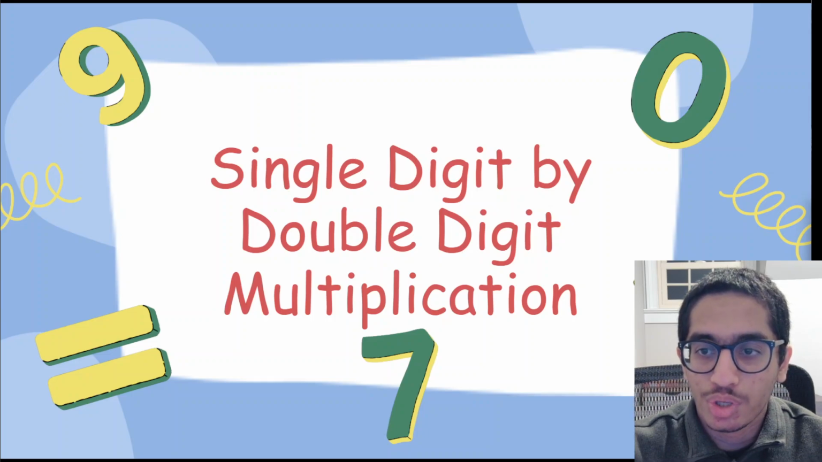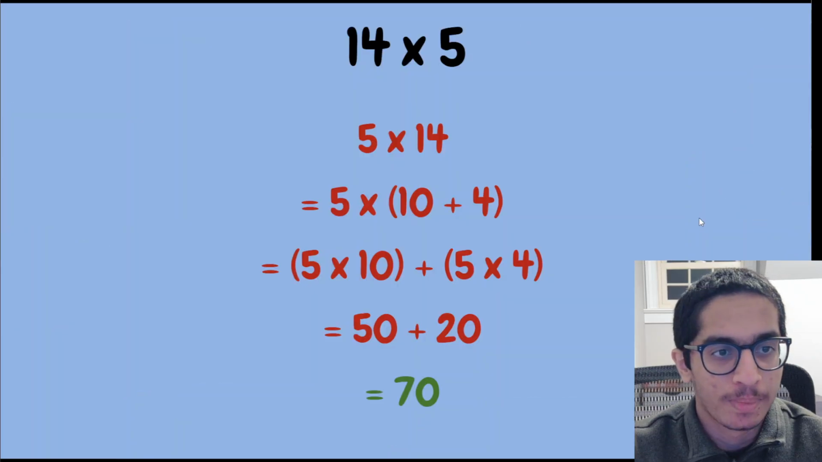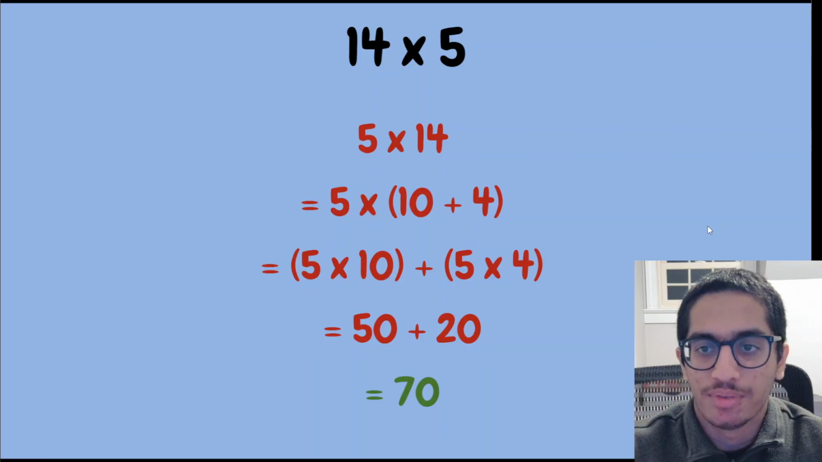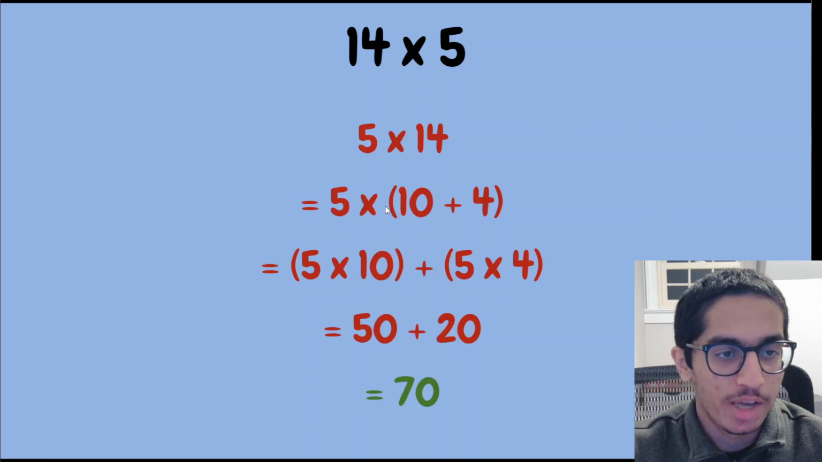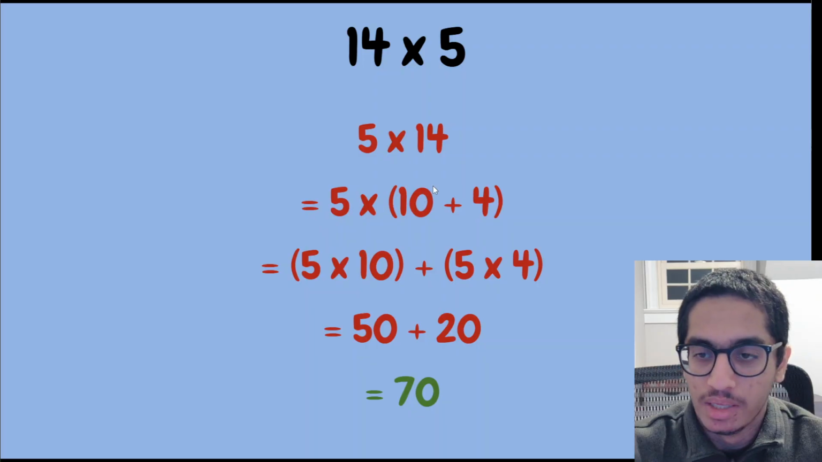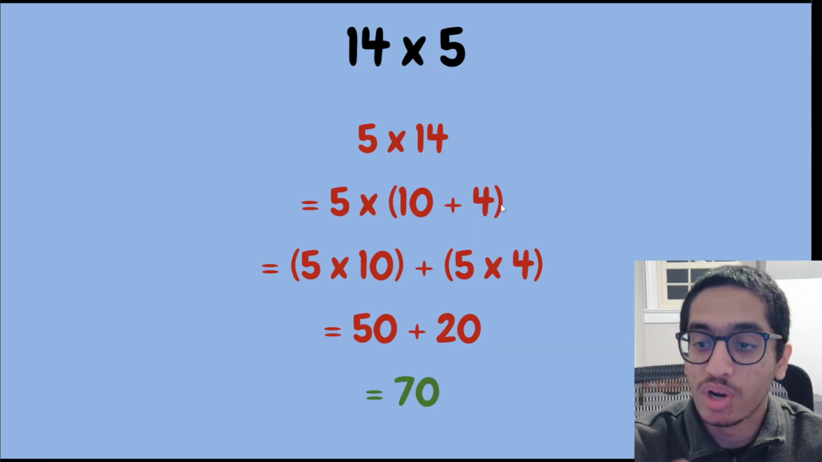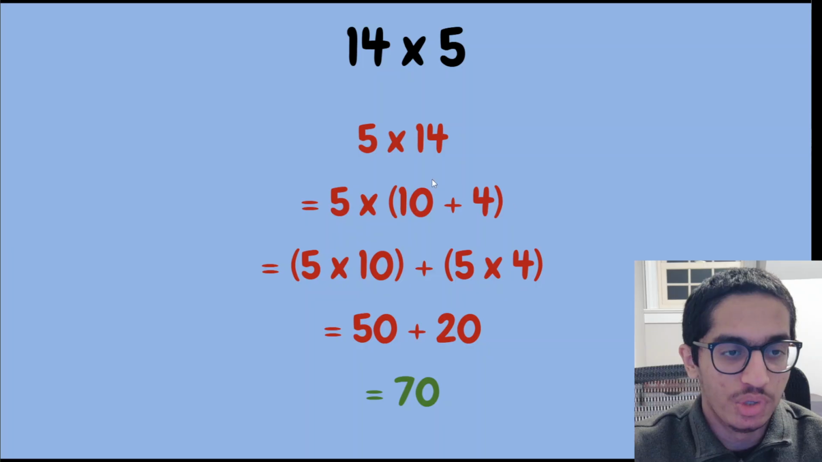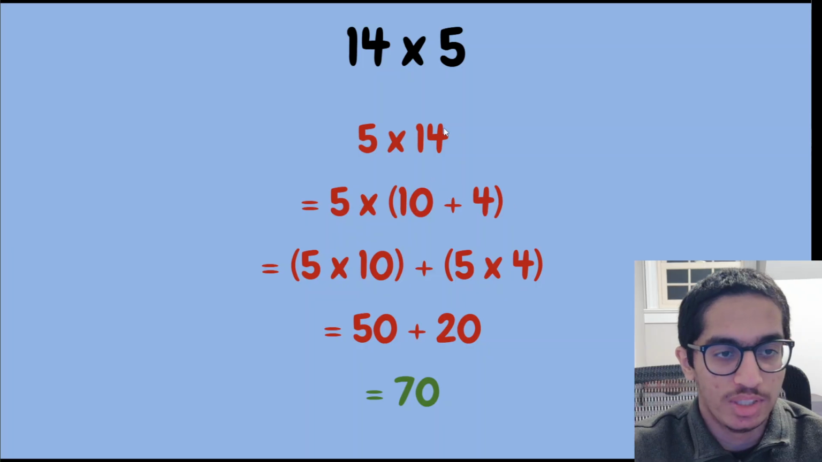Today we'll get into two-digit by one-digit multiplication, and let's take an example. 14 times 5. We will think of 14 as 10 plus 4, right? So 5 times (10 plus 4). If you don't know, for clarification, these brackets mean we're referring to a number. These brackets show we do 10 plus 4 first, so 14.